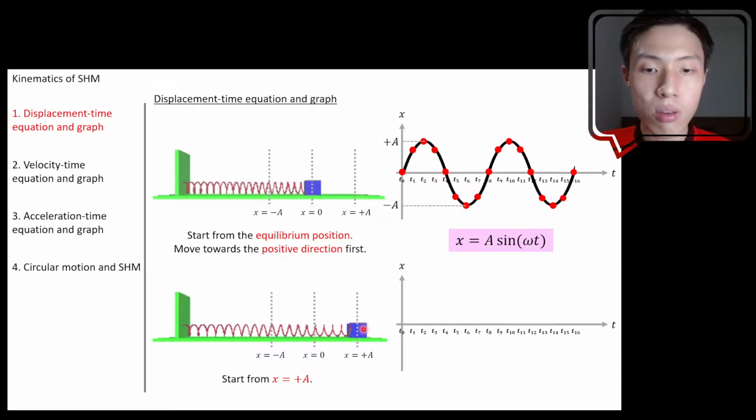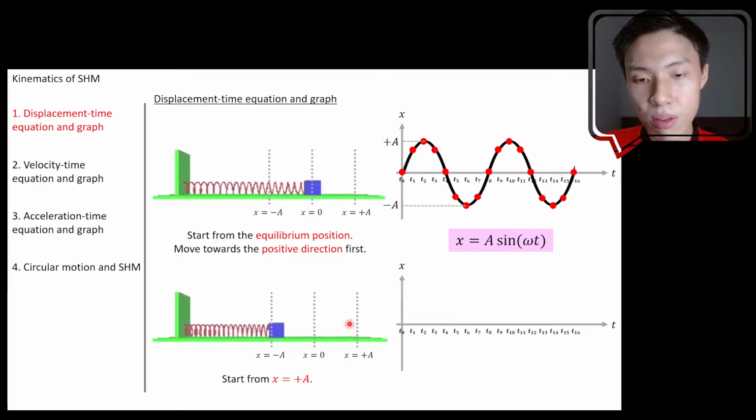So if you start your motion from here, you start by moving towards the equilibrium position. So you'll be moving in the negative direction towards negative A. Okay, so the way we start is a bit different. And if you see it, you'll be moving like this.